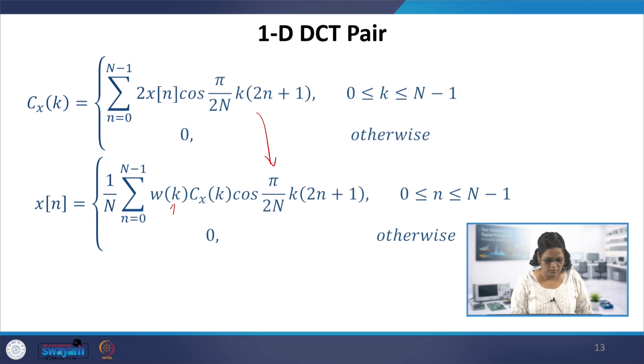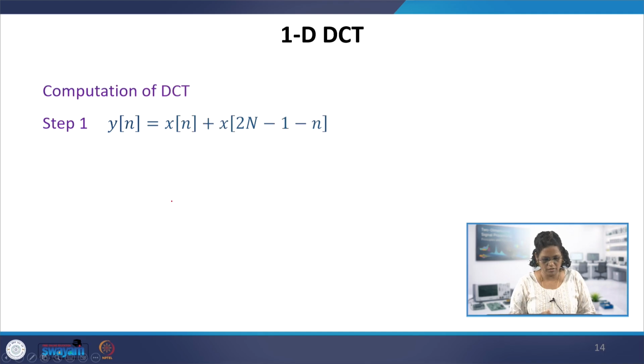We can see the factor which is Wk, as I told, that is going k equal to 0, this is 1 by 2, otherwise this k will be 1. Okay, so 1 by n is the DCT samples which we are going to take. So obtaining this through forward 1D DCT and then the inverse DCT is the process which we had learnt.